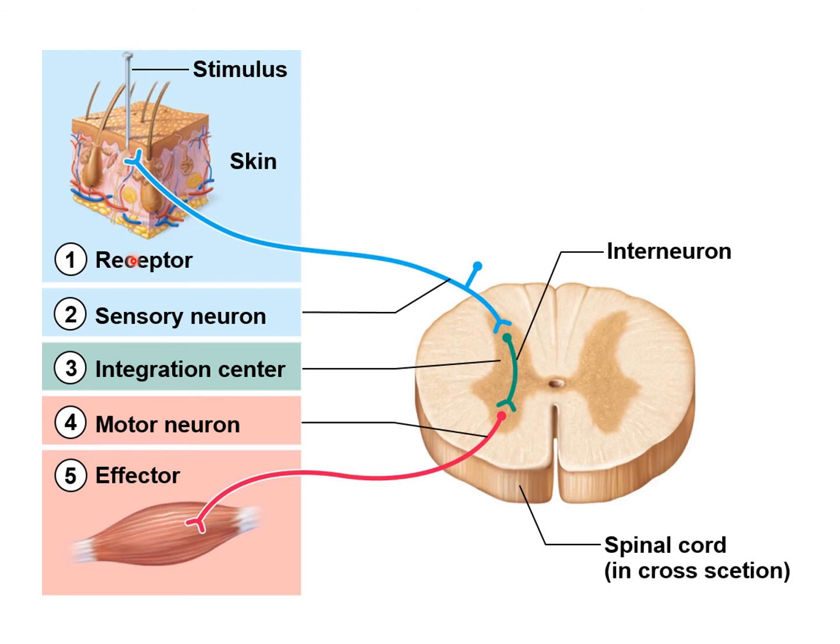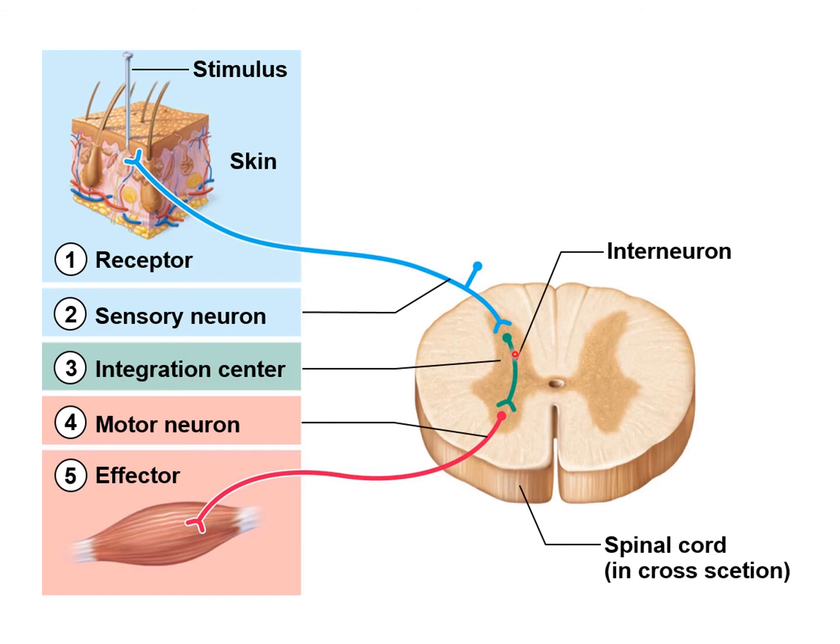So what's the receptor have to do? Send an action potential or an impulse down a neuron, but what kind of neuron? Since we're going towards the central nervous system, spinal cord's part of the central nervous system, we call that a sensory neuron or afferent neuron. So step 2, sensory neuron or afferent neuron delivers the information or the impulse to the CNS, in this case the spinal cord. Step 3 is our integration center, and that is a neuron entirely inside the central nervous system, in this case the spinal cord. We call it an interneuron.